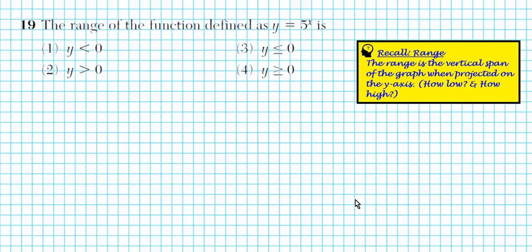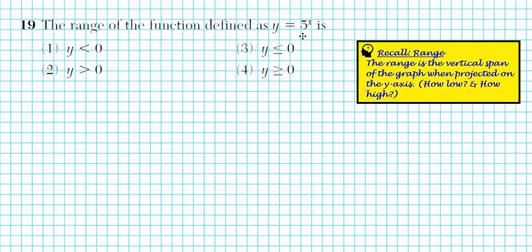Okay, let's take a look at problem 19. It says the range of the function defined as y equals 5 to the x is, now what on earth is the range of a function? Well, remember the range of a function is the vertical span of the graph when it's projected on the y-axis. How low can you go and how high can you go? Okay, the acceptable outputs form your range.